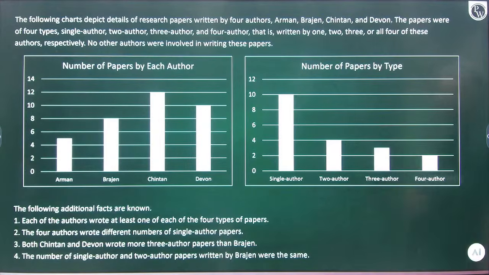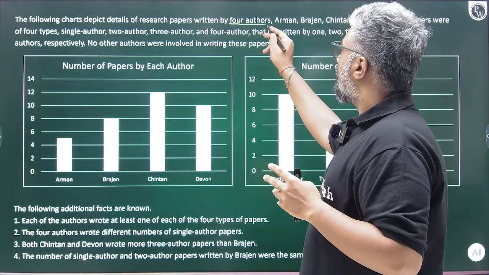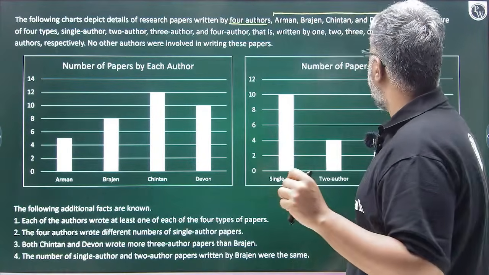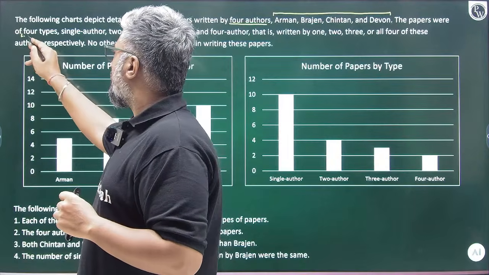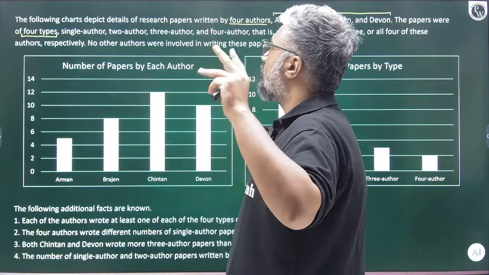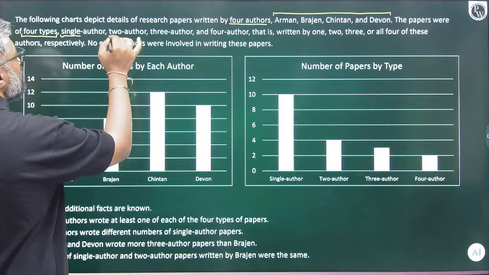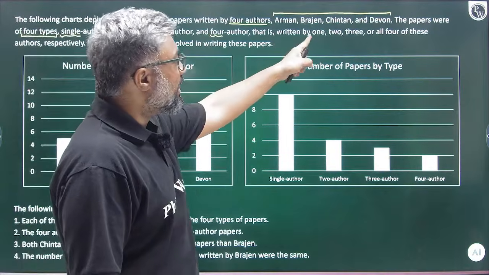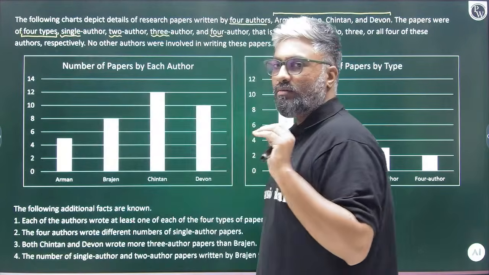The following charts depict details of research papers written by 4 authors. So there are 4 authors: A, B, C and D. The papers were of 4 types: single author, 2 author, 3 author and 4 author, that is, written by 1, 2, 3 or all 4 of these authors respectively. Got it?